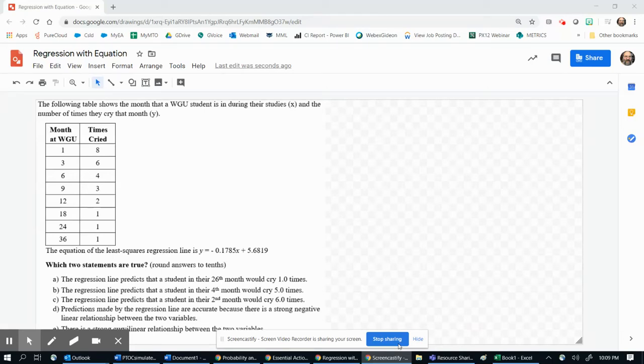Here's a regression problem to think about. We've got a table that shows which month a WGU student is in and how many times that student cried that month, because math is a challenge. So we see the months vary from 1 to 36, and the number of times cried during any given month from our list of 8 numbers out of those possible 36 different months. The times cried vary from 8 down to 1.